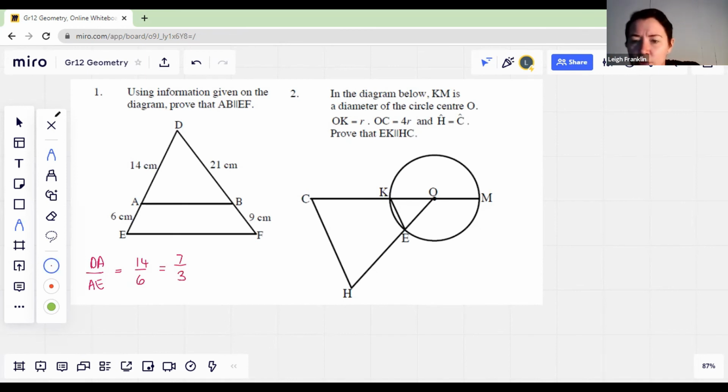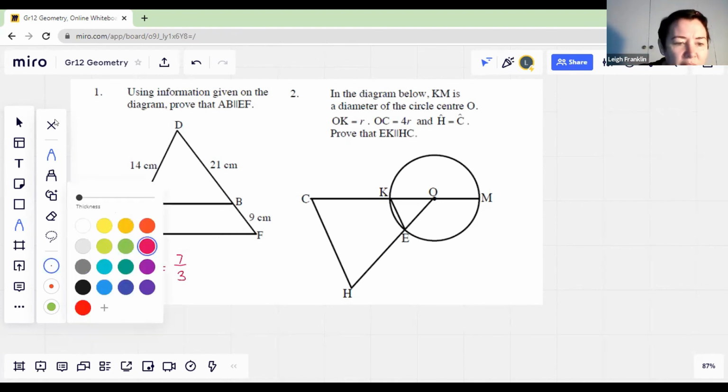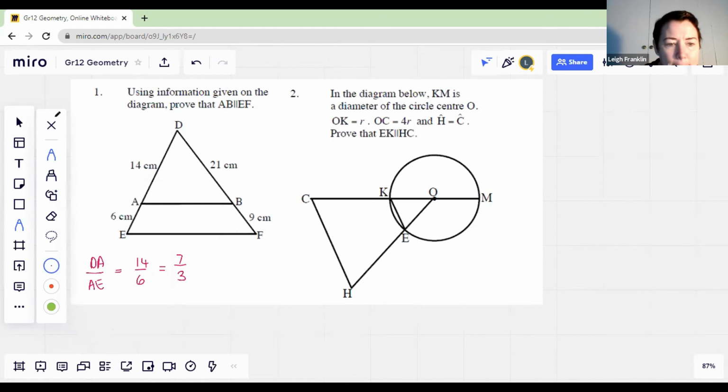Okay, so Azayo, I'm going to call on you next. Make me another statement with regards to this diagram. Hamed's done the one thing. I want you to do the other one. What do you think it is that I would like you to write? DB over BF, DB over BF. Beautiful, Isaiah, keep going. 21 over 9, that's it, which is equal to, dun, dun, dun. Yes, 7 over 3, beautiful.